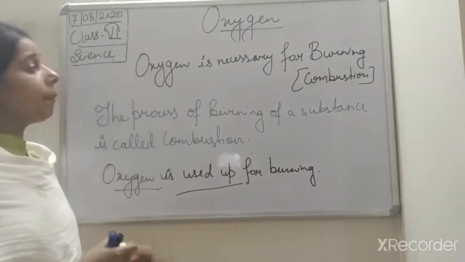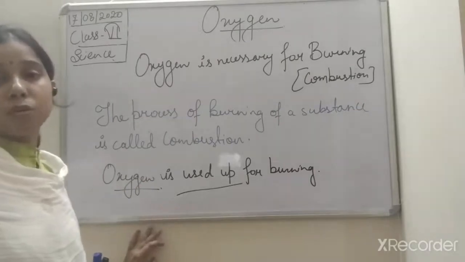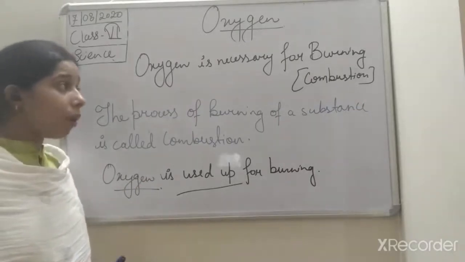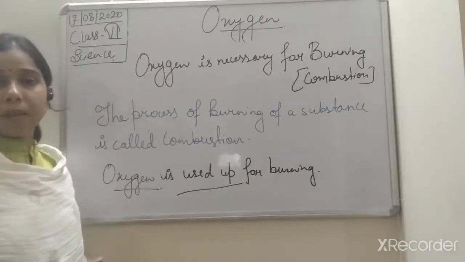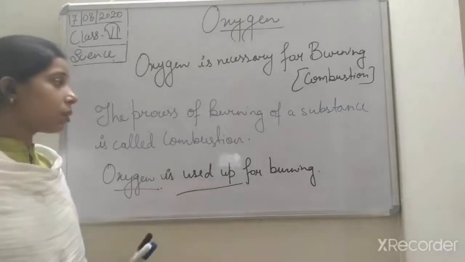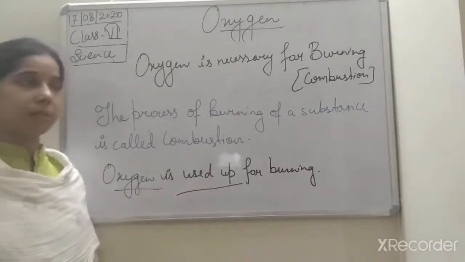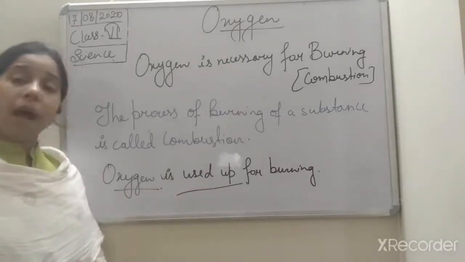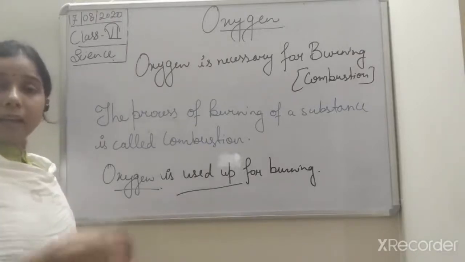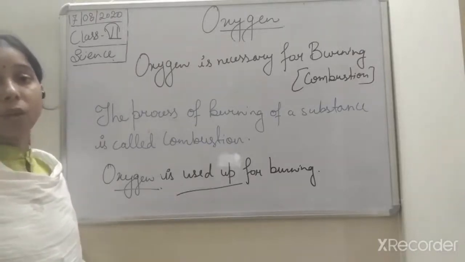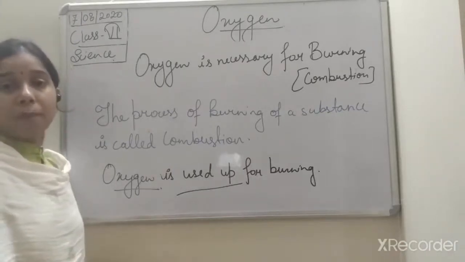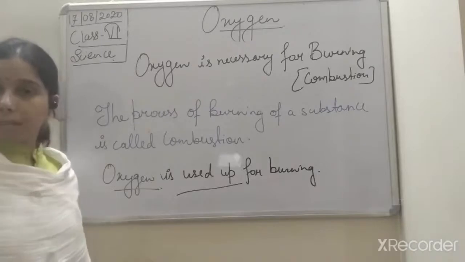On the basis of this, an activity is also given in your book, students, in which we will see how air helps in the burning or combustion. Combustion is the process of burning of a substance, and we can say air is the supporter of burning, and in air we are simply talking about the oxygen which helps in burning and is used up by the burning substance.